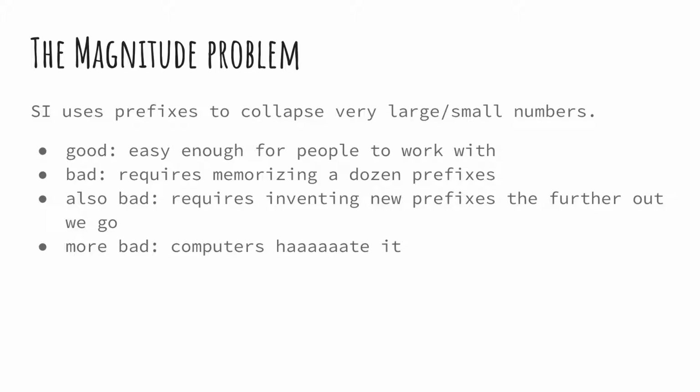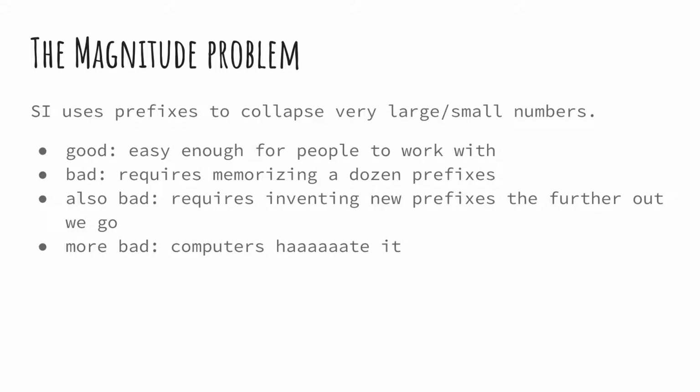So, this is another way to approach the magnitude problem, expressing the size of a number separately from the measurement, right? The international system uses prefixes. That collapses the numbers, gets rid of all the zeros that tell us about the size. And that's good because it's easy for people to work with. People are really good at jumping between those units. With a little bit of practice, people are good at jumping between those prefixes. But it's not great because you have to memorize a couple dozen prefixes, right? Well, a dozen to start.